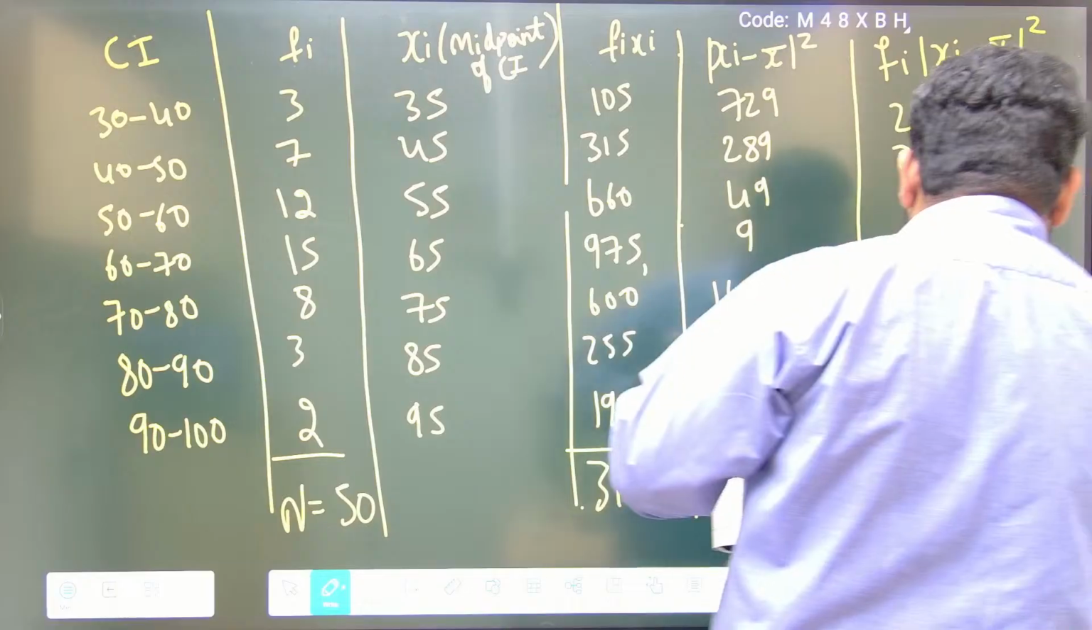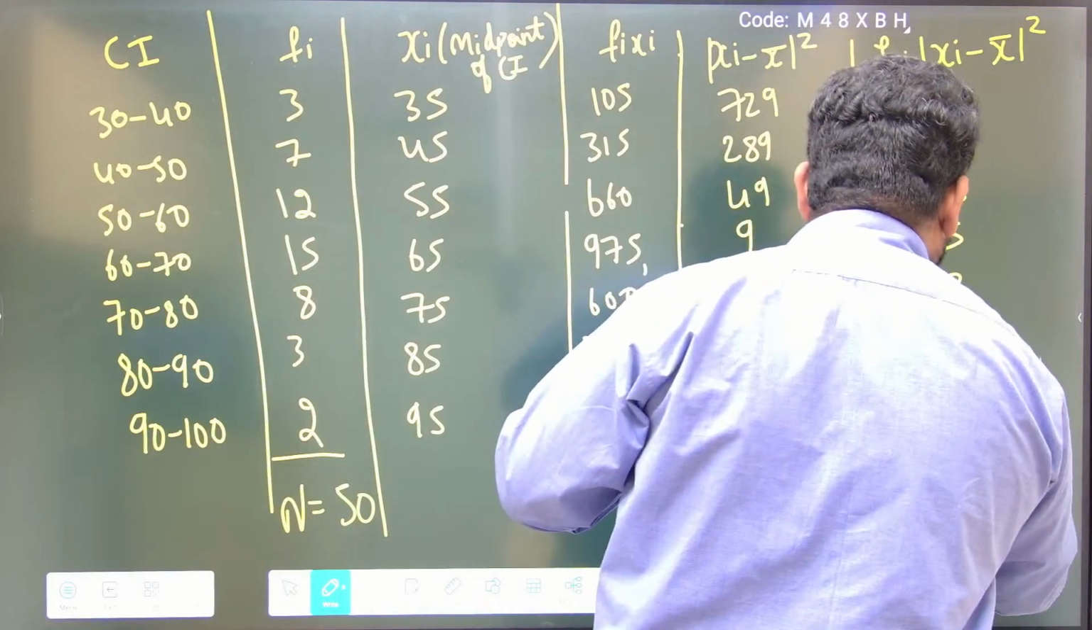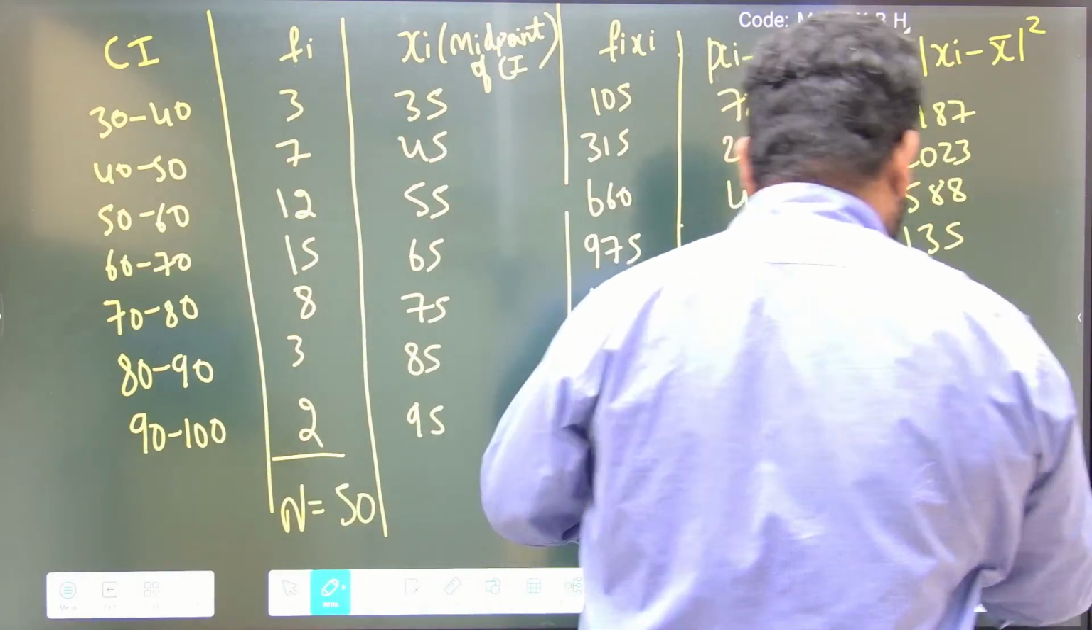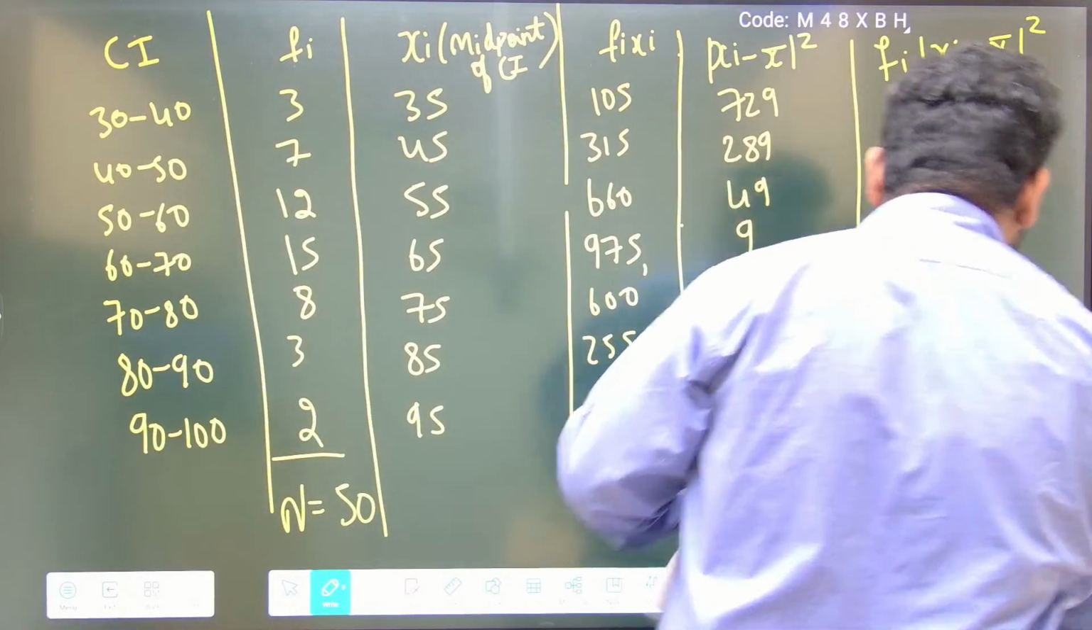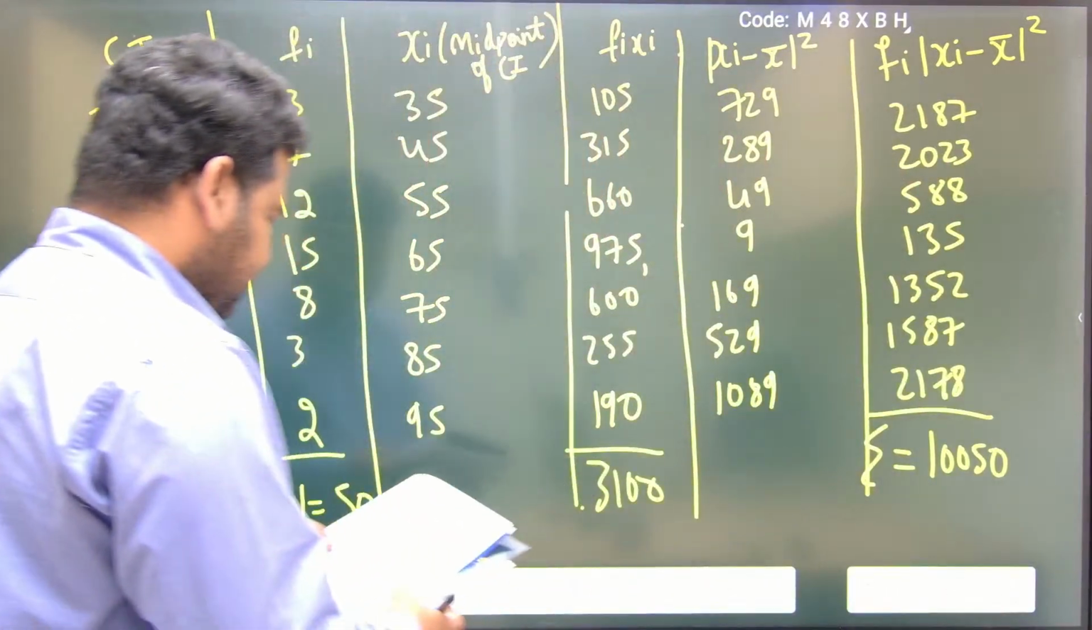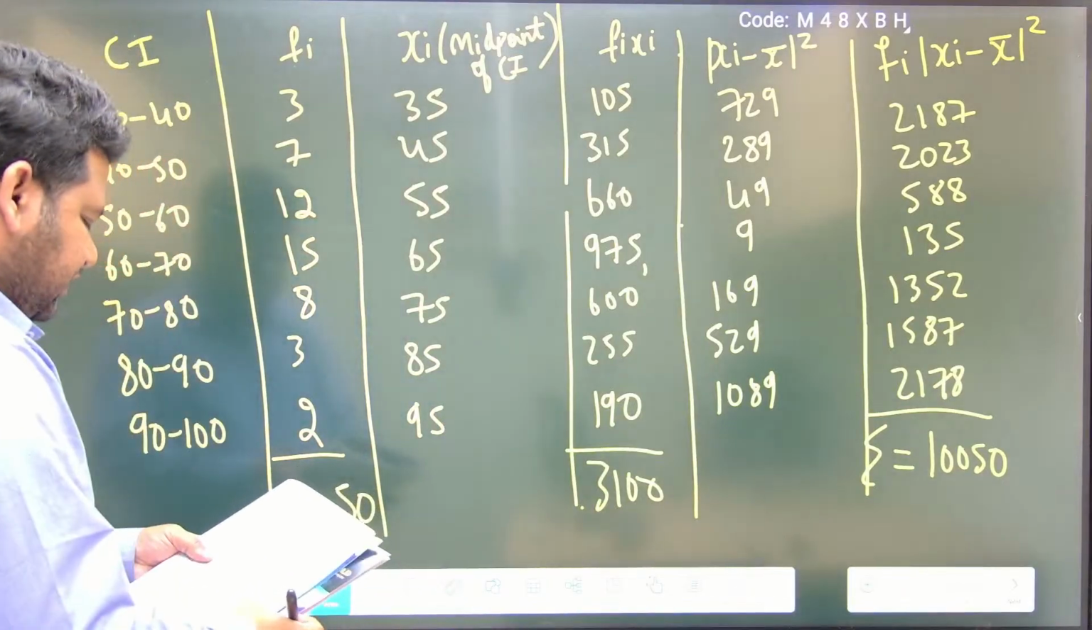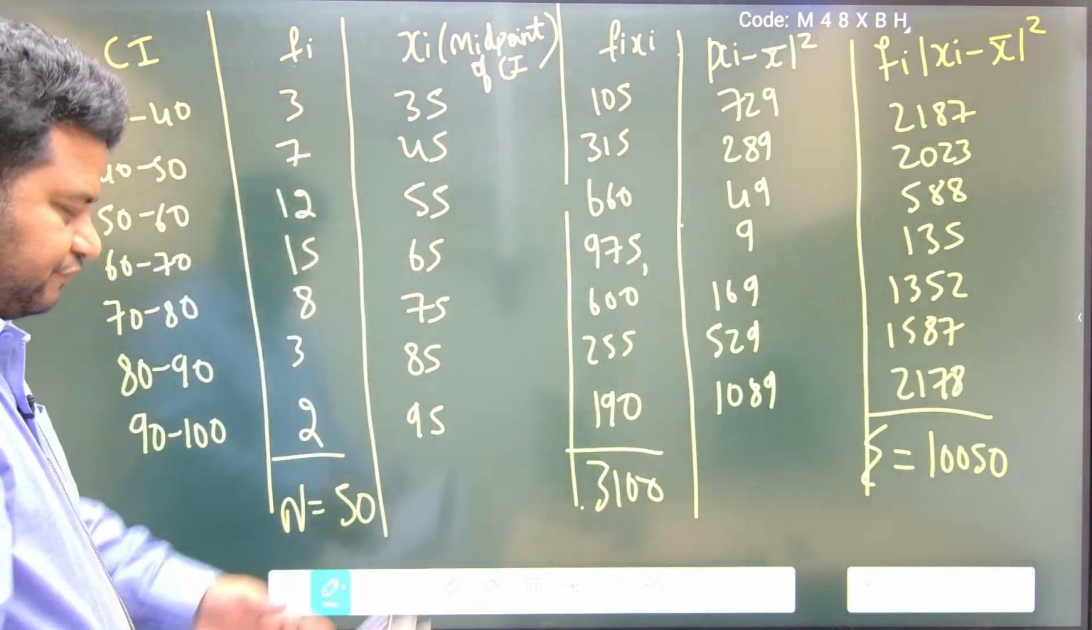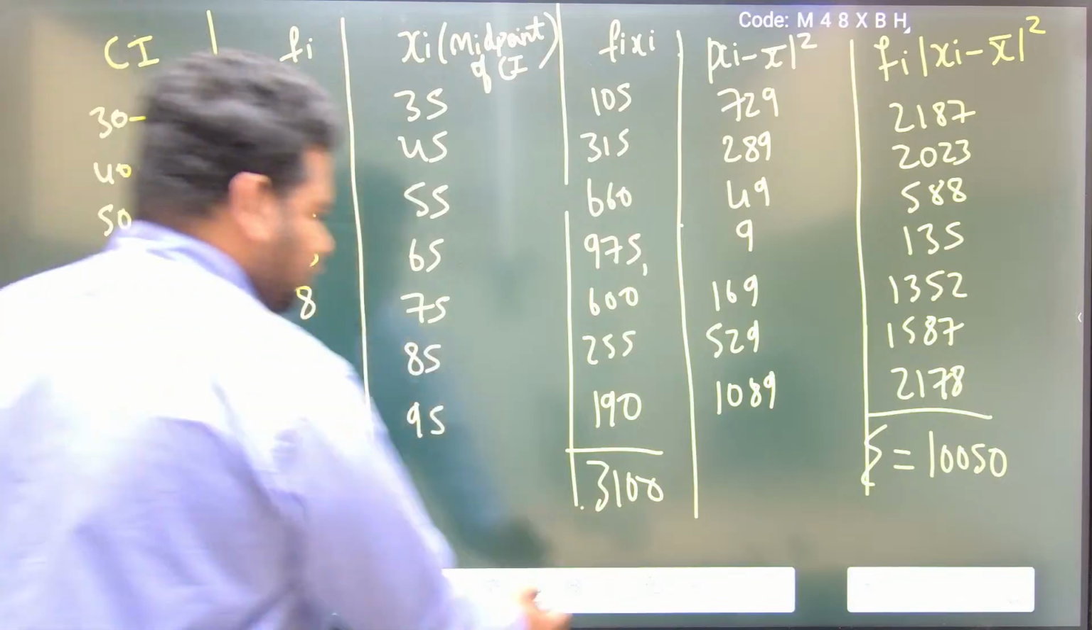Now what I should do, summation of this will give us 10050, 10050 we will get. Now I already got x bar, I told you how to find it. Now we have to find out variance. So how to find out variance, friends?